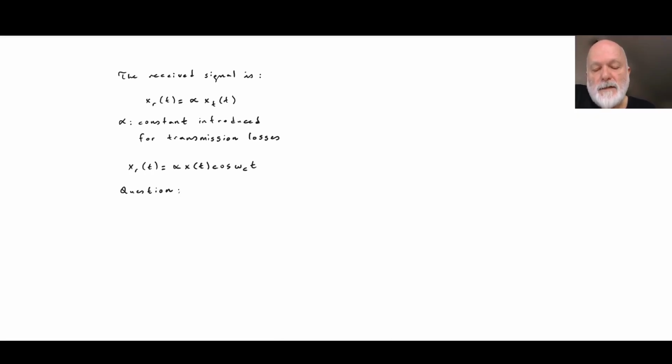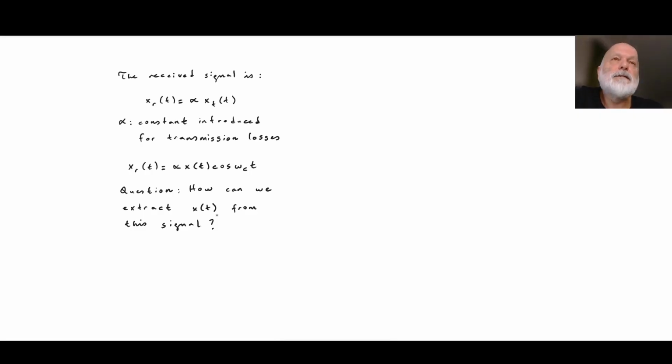Now, the question is, how can we obtain the information carrying signal back? So, how can we extract x of t from this signal? This is, of course, an important problem. Now, the answer is very elegant and simple. We just multiply the received signal once more with the carrier signal.